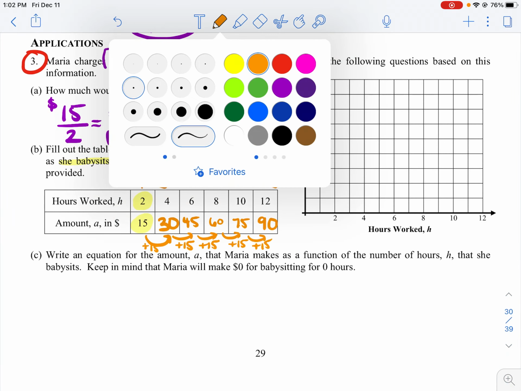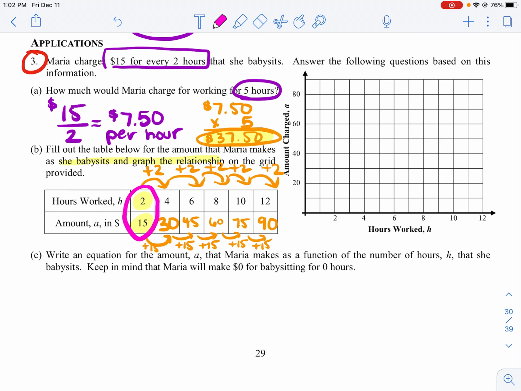Okay, so let's graph some of these points. And again, what you want to think about, guys, is that this 2, 15 is really a point. So 2, and I'm just going to do the best I can to estimate. 2 goes to 15. 4 goes up to 30. 6 goes to 45. Now this should be a linear function. It's going to form a line. 8 is going to go to 60.